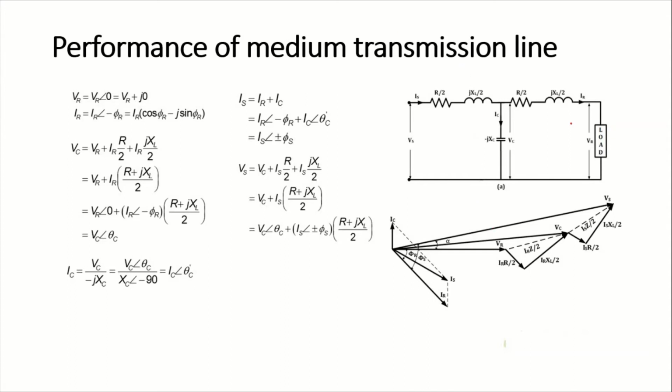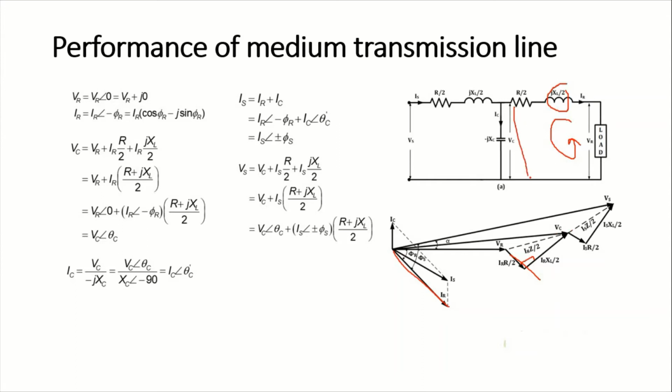Now first, from this, the first half voltage drop can be calculated and drawn. The first is IR into R divided by 2, the voltage drop across this half resistance, and this is in phase with the current IR, so this line and this line are in parallel direction. Now the voltage drop across the term jXL/2 is 90 degrees leading from this voltage drop. So this can be drawn like this, and this voltage is VC.